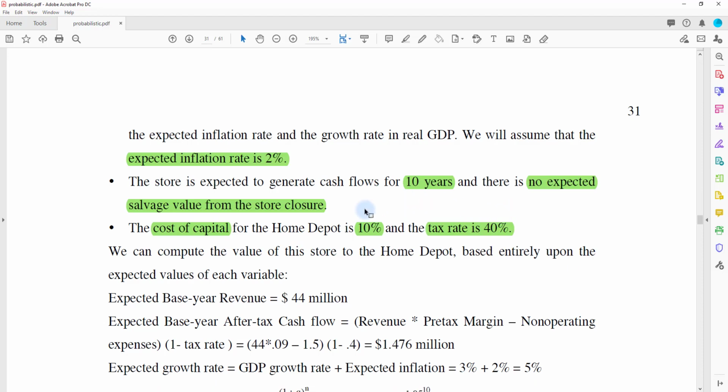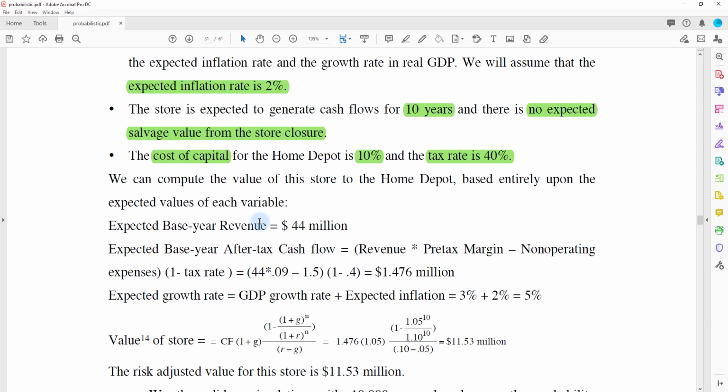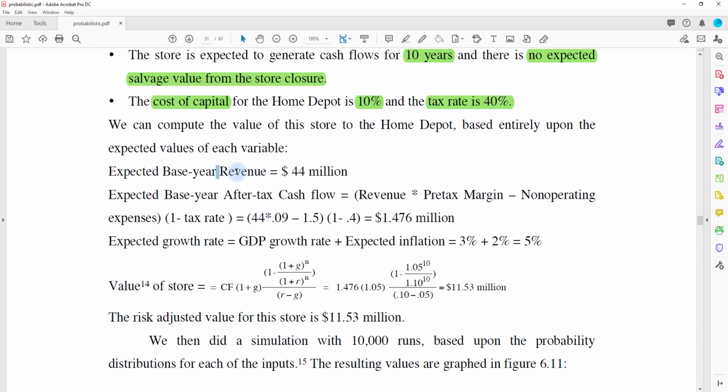Using these inputs, we can calculate the expected value of the store. What is shown in this paper is that we start from the base revenue, which is 44 million, and then calculate the after-tax cash flow. From there, they input it into the formula. The formula here is based on the present value of a growing perpetuity, and that arrives at $11.3 million. This is what is known as the risk-adjusted value, because the figures have been adjusted for the risk, which in this case is 10%.